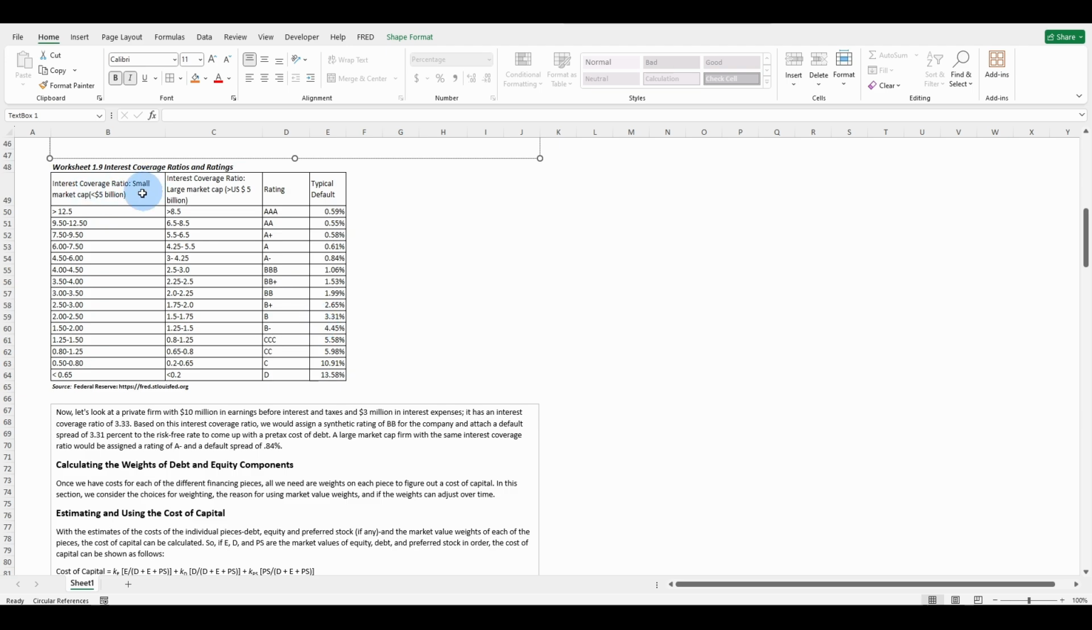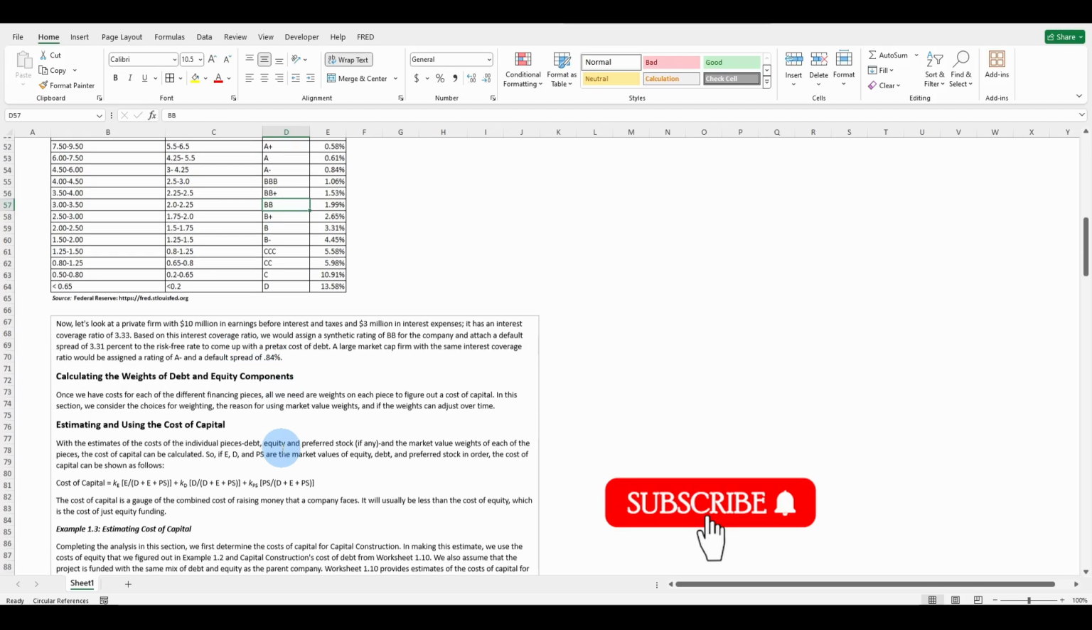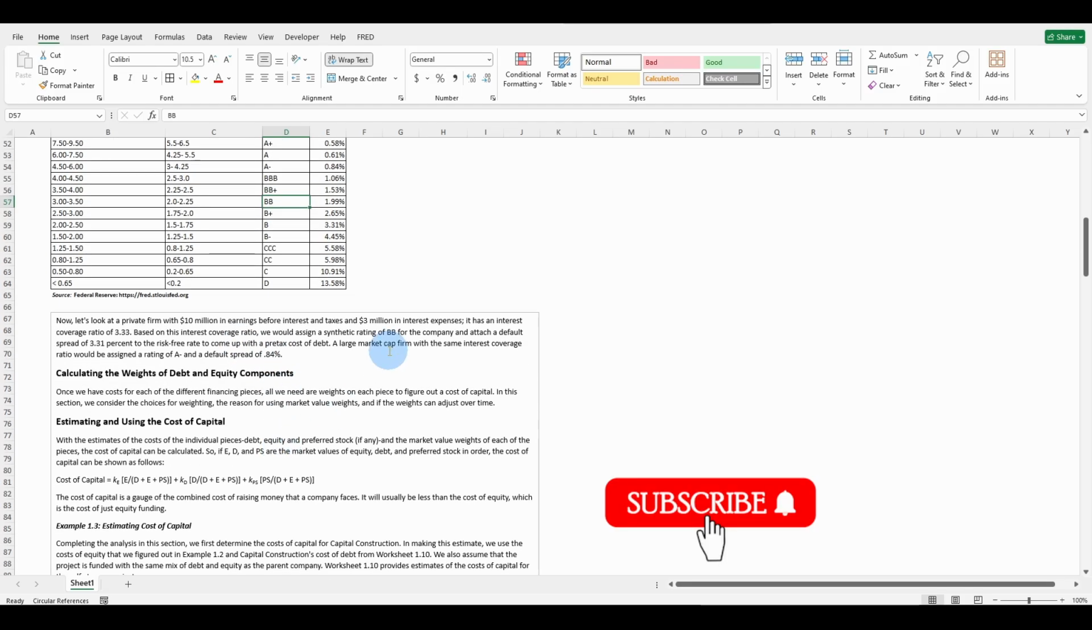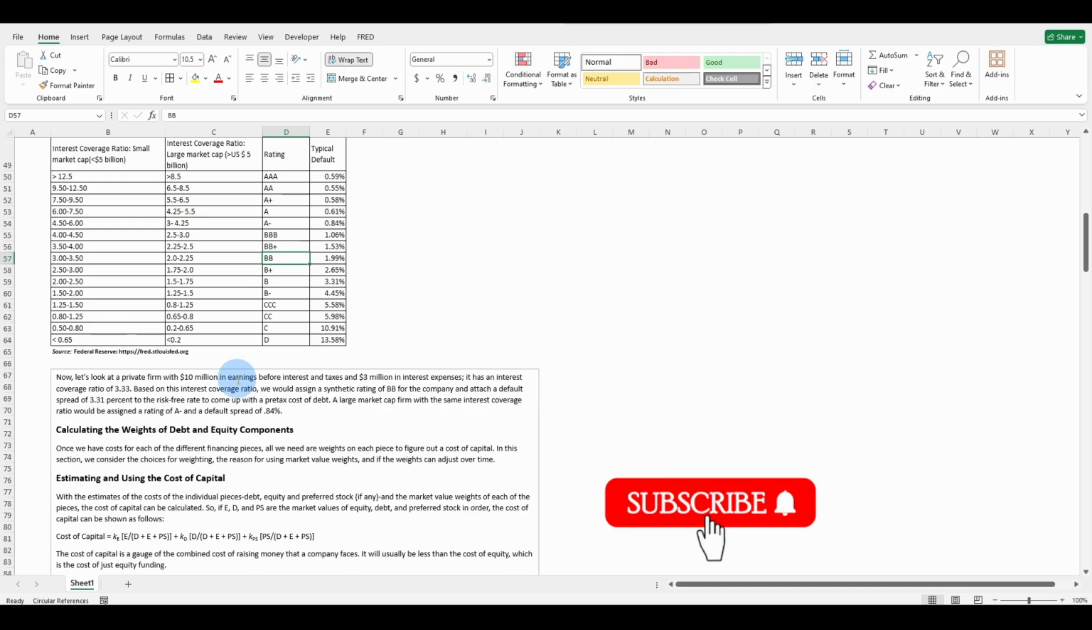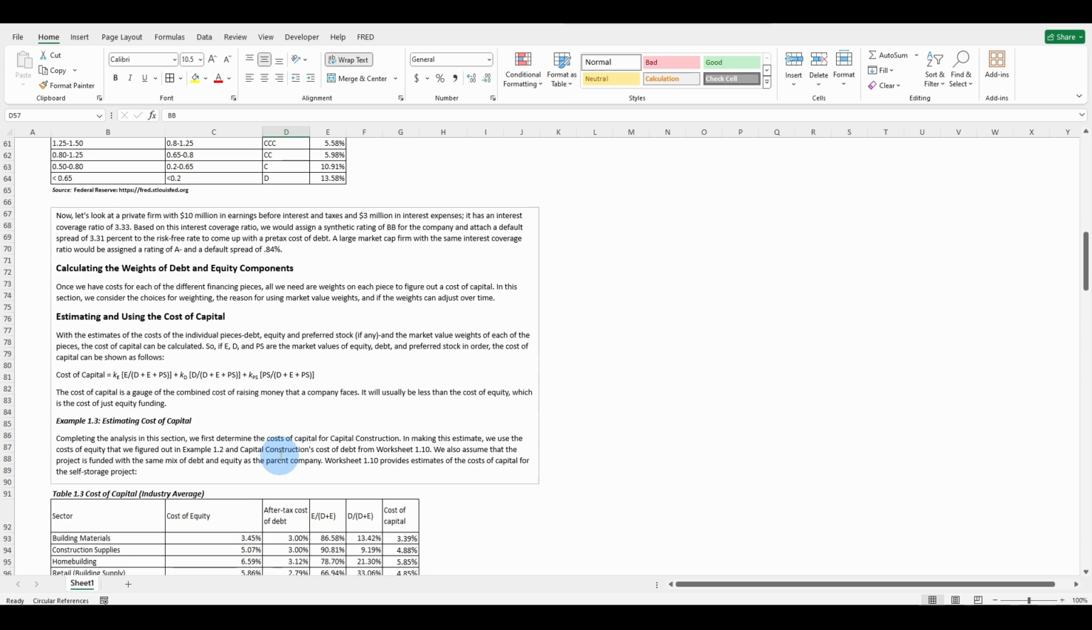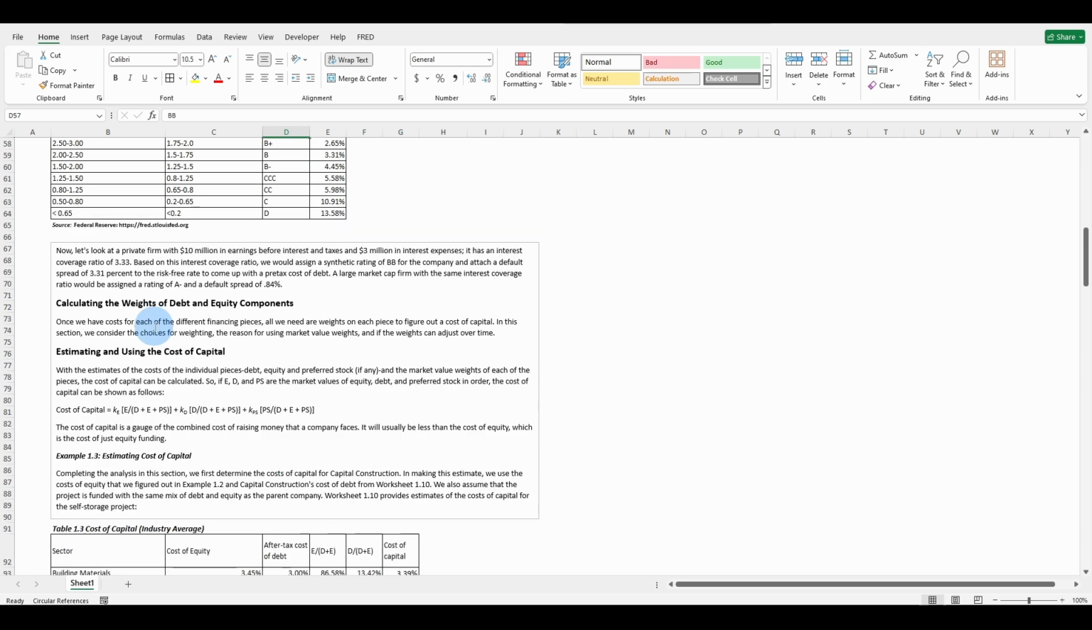Small market cap, coverage ratio 3.31. We would look at this information here. Here's the rating, BB. A large market cap firm with the same coverage would be assigned a rating of A- and a default spread of 0.84. Pretty crazy, huh? Just by being a small firm, you are subject to some serious price increases.